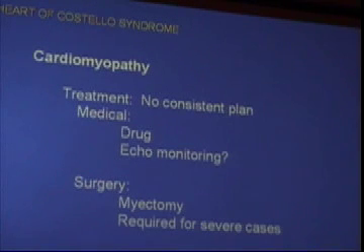Echo monitoring is definitely indicated. The question mark doesn't mean whether it should be used. It means what is the timing. I would never get up here and say it should be 1 month, 2 months, 3 months. It depends on the child. For some of the children, it might need every 2 months, or for some of the other children, it might need every year. Surgery, this word myectomy, means you do an operation to carve out what needs to be cut out. But that's not necessary for all of the children. It depends. It's required for some of the severe cases.